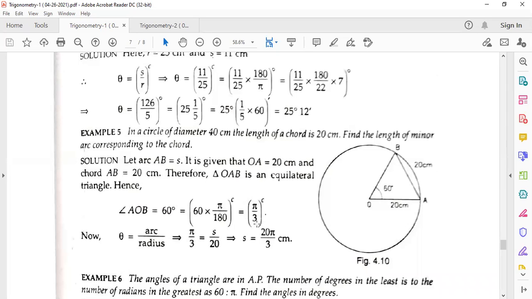Now from the definition of radian we know that S by R equal to this pi by 3. So theta equal to arc by radius, we know that. So theta is given pi by 3, arc is S, radius is 20. So S equal to 20 pi by 3 centimeter.